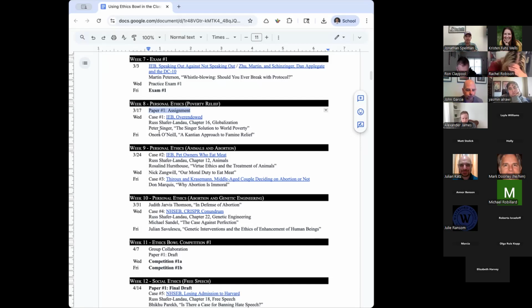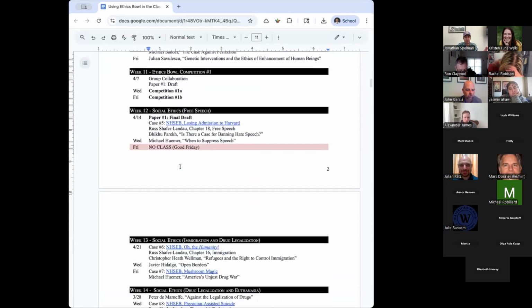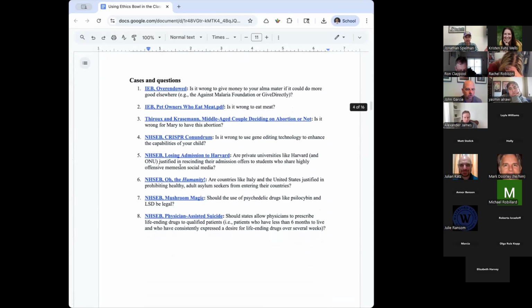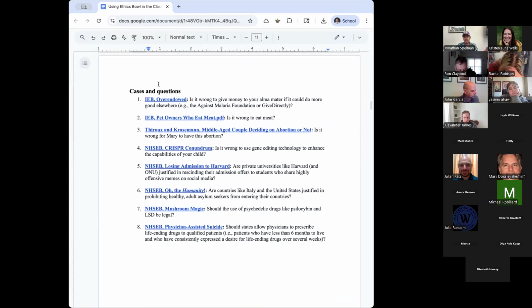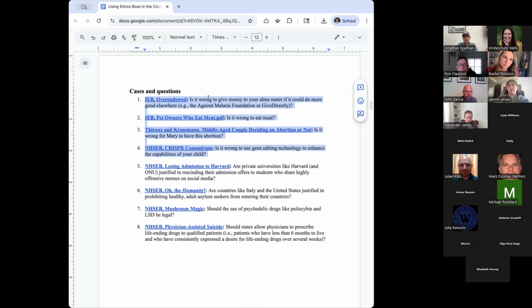And so at that point, I'm going to scroll down to a different part of this document. There are these cases and questions. We're going to talk about 4 issues in the first section: poverty relief, the ethics of eating meat, abortion, and genetic engineering. We picked ethics bowl cases on these topics.